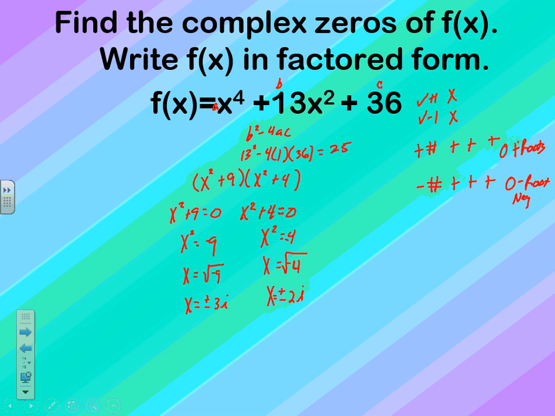So the way I'd write it in factored form, I would have x plus 3i times x minus 3i, and x plus 2i times x minus 2i. And that's pretty much where we're going to stop.